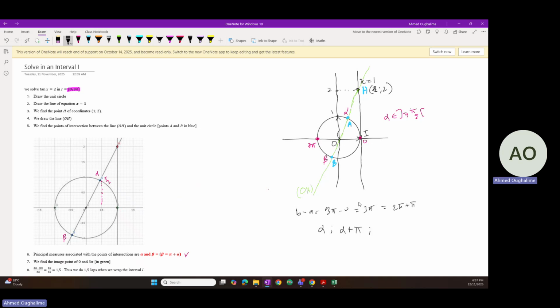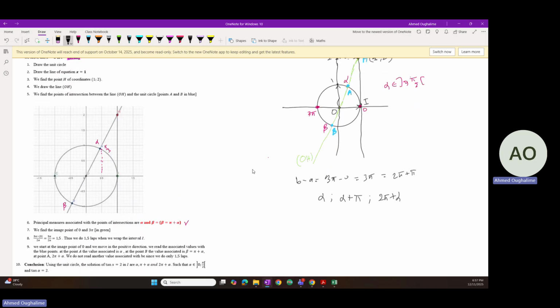Okay. Then I go back to the same point. This is 2 pi now. Then this is 2 pi plus alpha. Okay. So then I carry on. I reach this point, and the value now is 3 pi. Then I should stop. I'm done. I define the solutions in my interval. So this is how easy it is to solve.